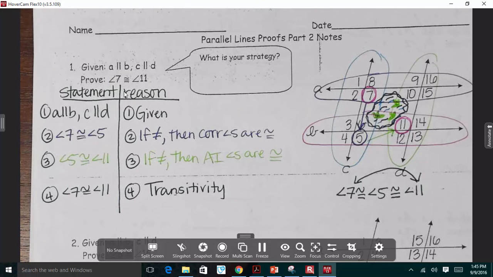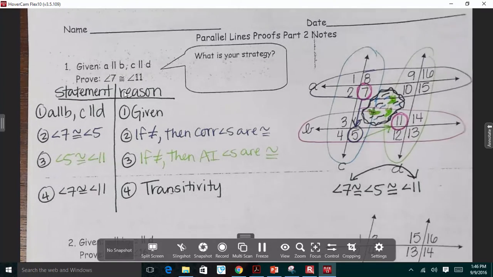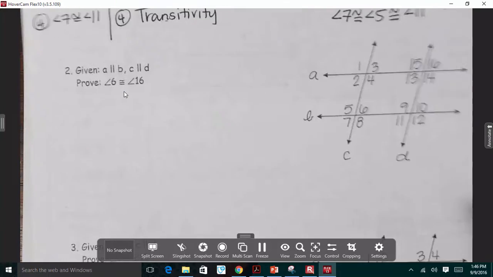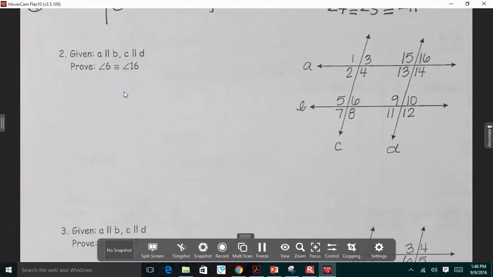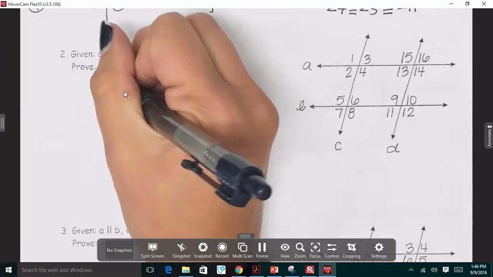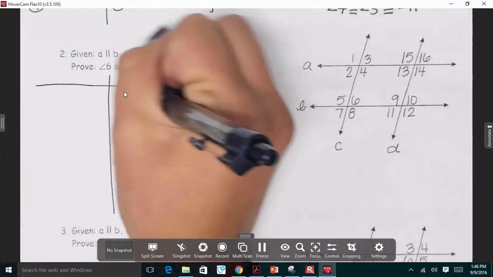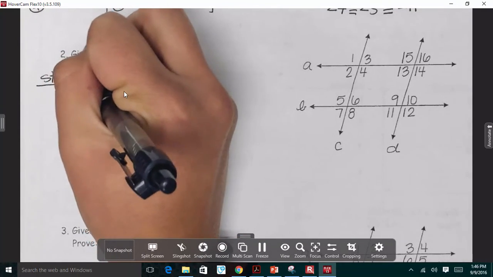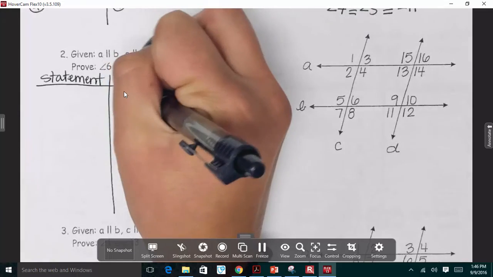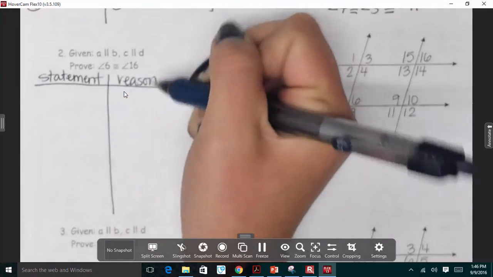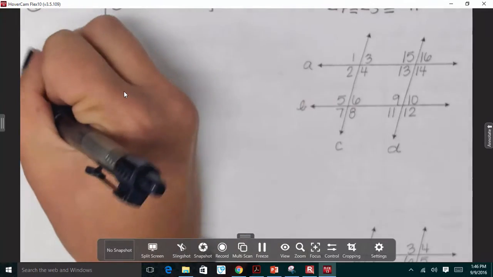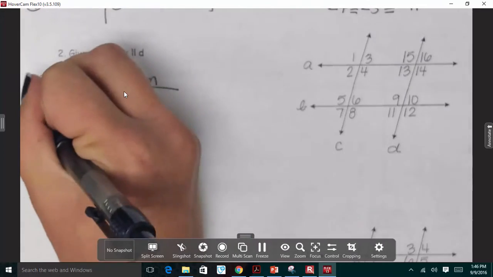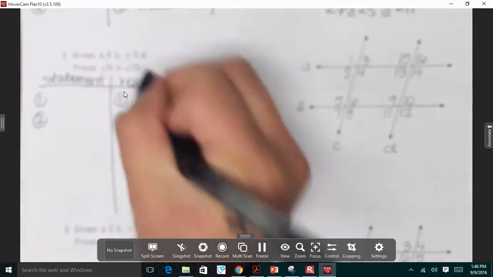Okay, so let's try another one of those to see if we are getting what we're doing. So let's look at number 2. What's the first thing that I want to do? Draw my 2 columns. Label it statement and reason. How many steps am I going to have? 4. So I can go ahead and do 1, 2, 3, and 4 in my statement and reason column.